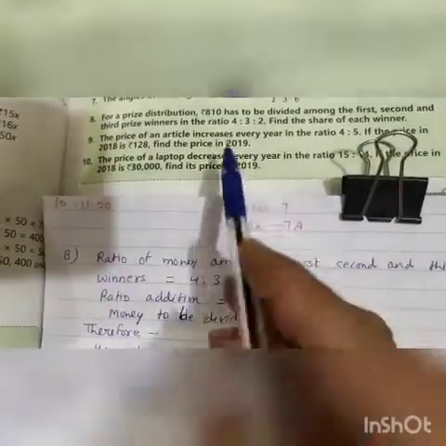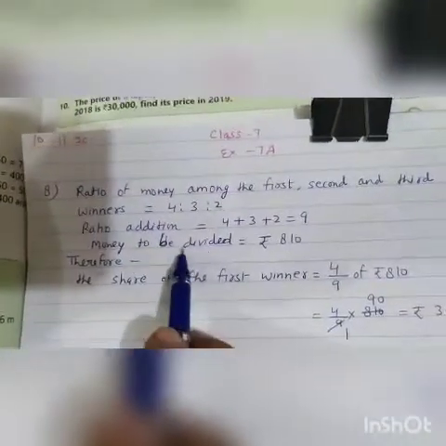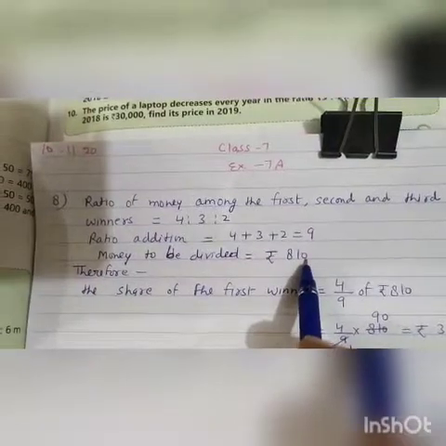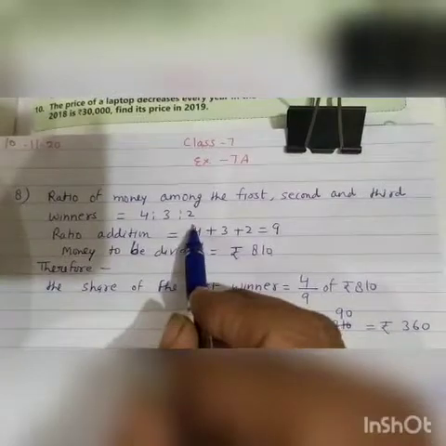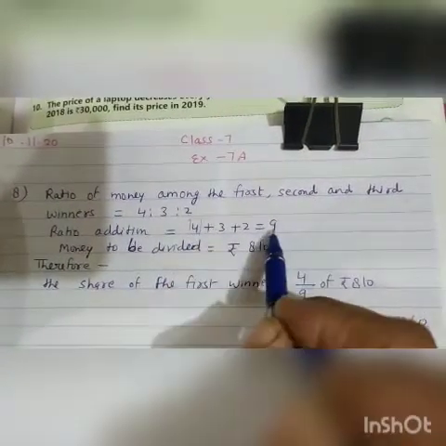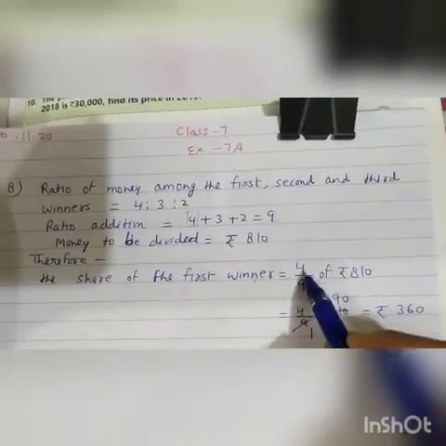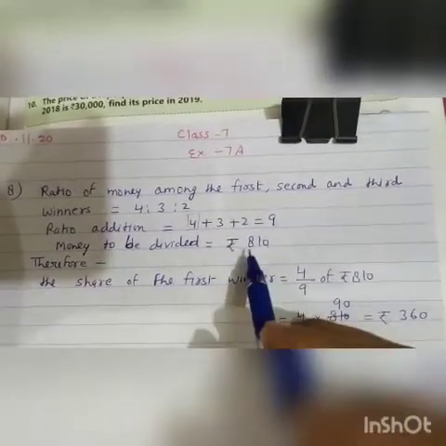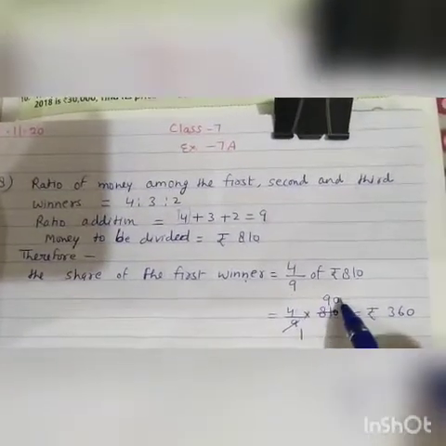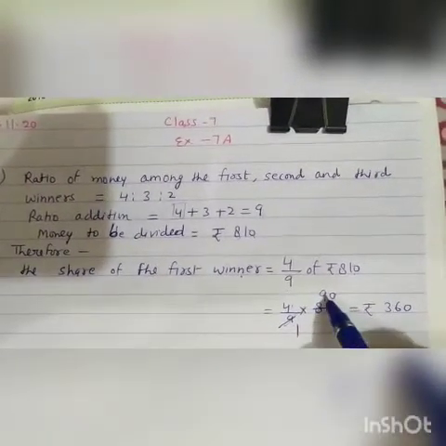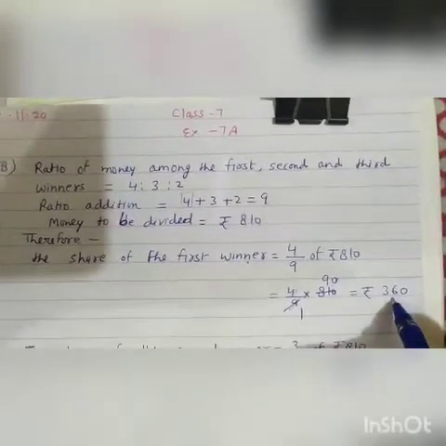And money which we have to divide, it is rupees 810. Therefore the share of the first winner will be, what is the ratio of the first winner? It is 4 out of 9. Ratio addition is 9. So the share of the first winner will be 4 upon 9 of this total money, rupees 810. Then 4 upon 9 into 810. 9 1s are 9, 9 9s are 81, 0. Then multiply, 4 times 90 is 360 rupees.